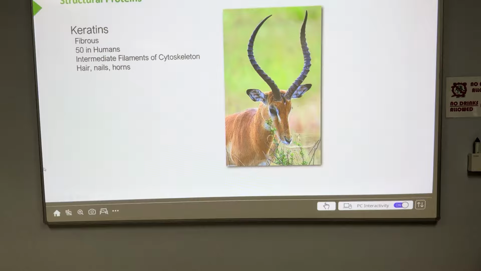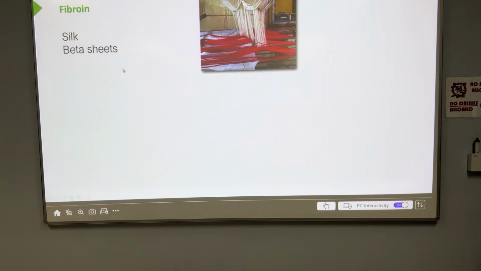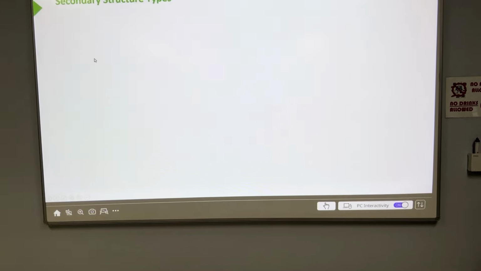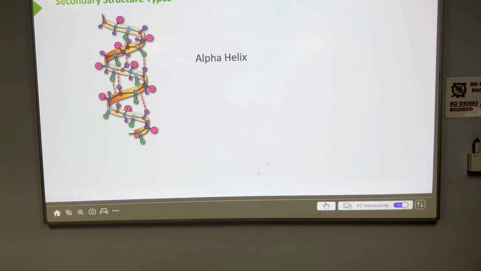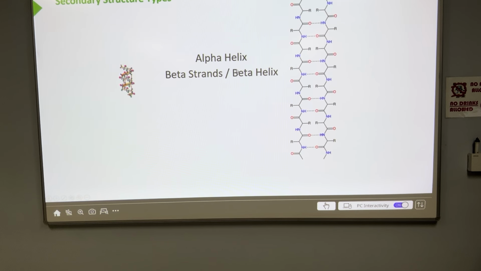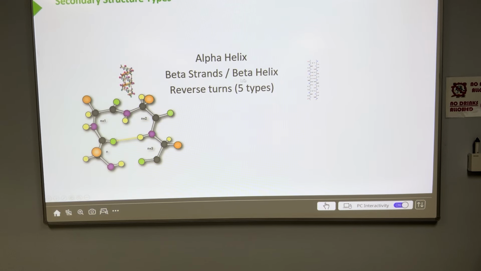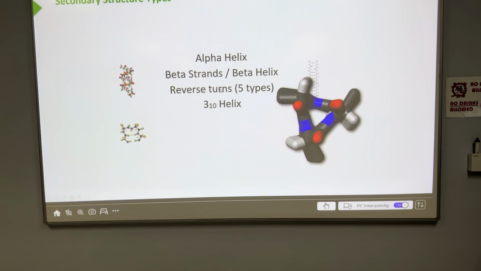Seen in hair, nails, horns, fibroin. It can be found in silk. It can also be part of the skin. So it has alpha helixes. These are beta pleated sheets. Okay, we talked about that.